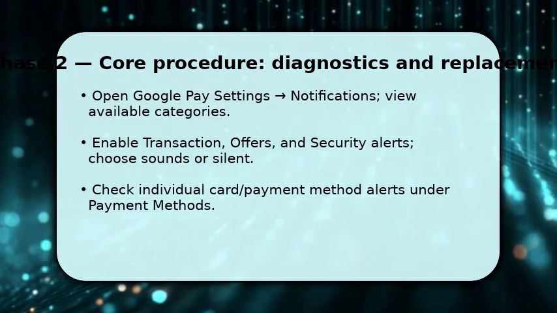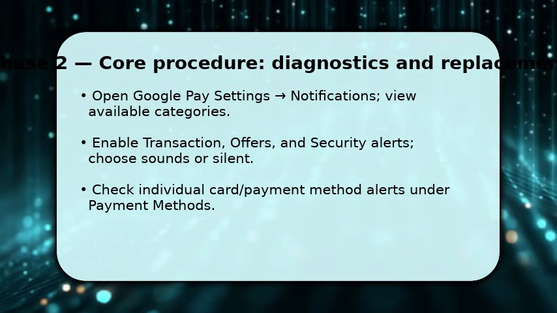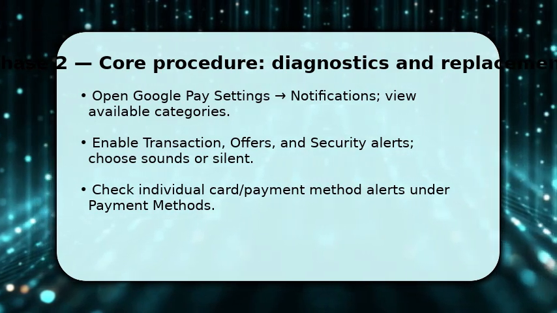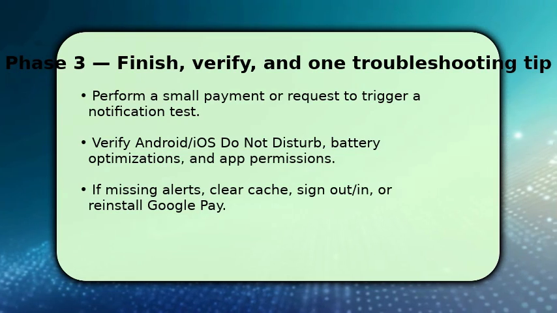Then inspect each linked card or bank account under Payment Methods and confirm that alerts are enabled per card. This fine-grained control ensures you get relevant alerts. Finally, test your setup by making a small payment or requesting a receipt so a notification is generated.